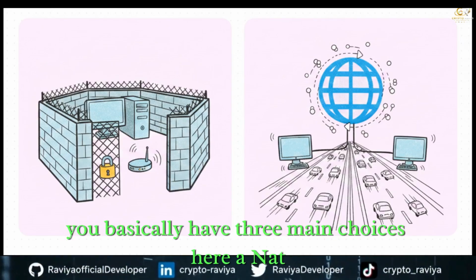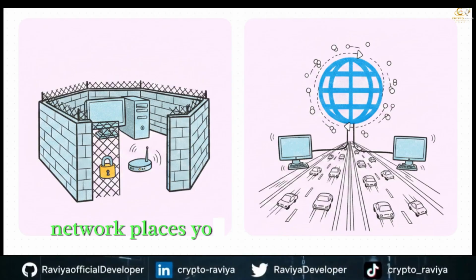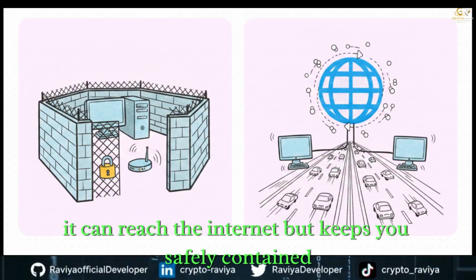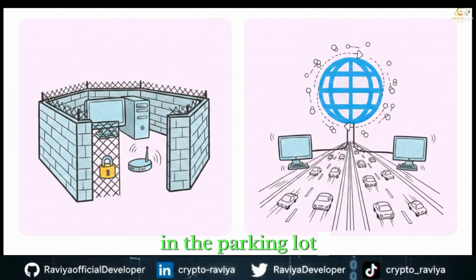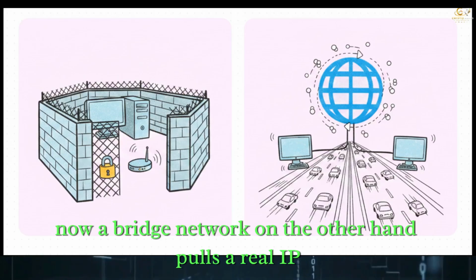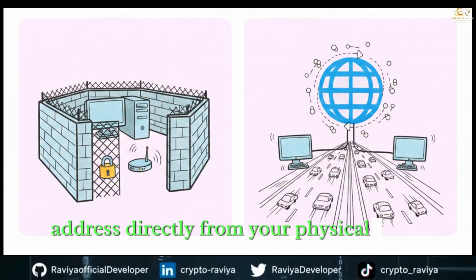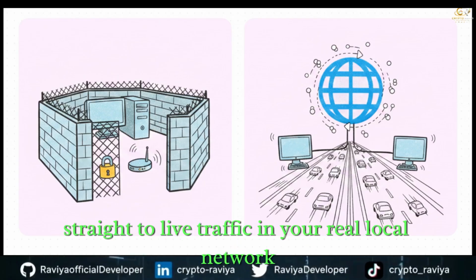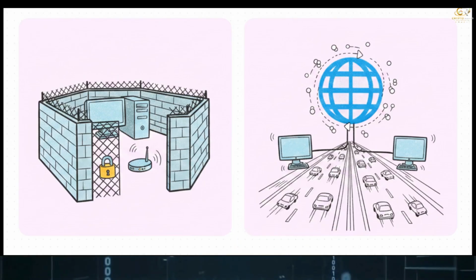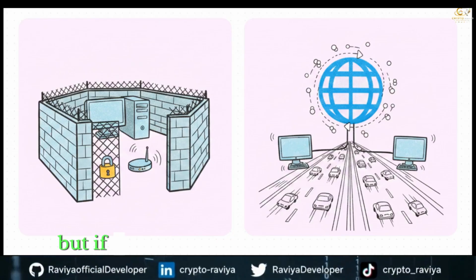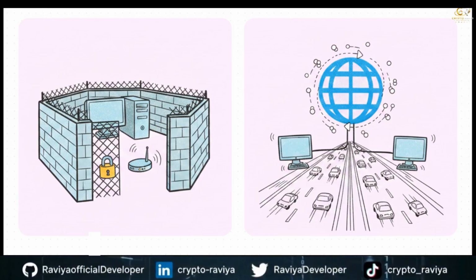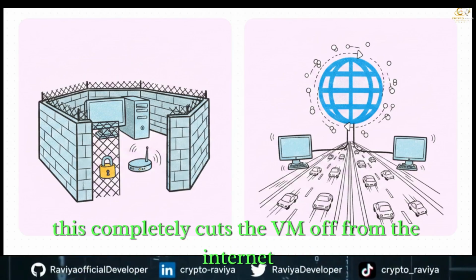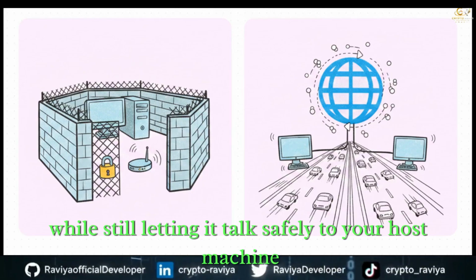You basically have 3 main choices here. A NAT network places your Kali machine behind a private virtual router. It can reach the internet but keeps you safely contained in the parking lot. Now, a bridge network, on the other hand, pulls a real IP address directly from your physical home router. This exposes your VM straight to live traffic in your real local network. Useful sometimes, but risky. But if you're ever analyzing live malware, you will want a host-only network. This completely cuts the VM off from the internet while still letting it talk safely to your host machine.